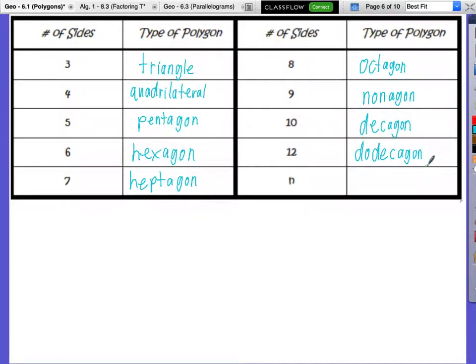So for n number of sides, any number of sides, n is just a variable, a placeholder for whatever number of sides. So if it's any that are other than these, if it's 11 or 13 or 14 or 15 or 5,212, whatever, you just call it n-gon. So whatever number of sides, we call it an 11-gon or a 13-gon. Yes, n just represents our number of sides.